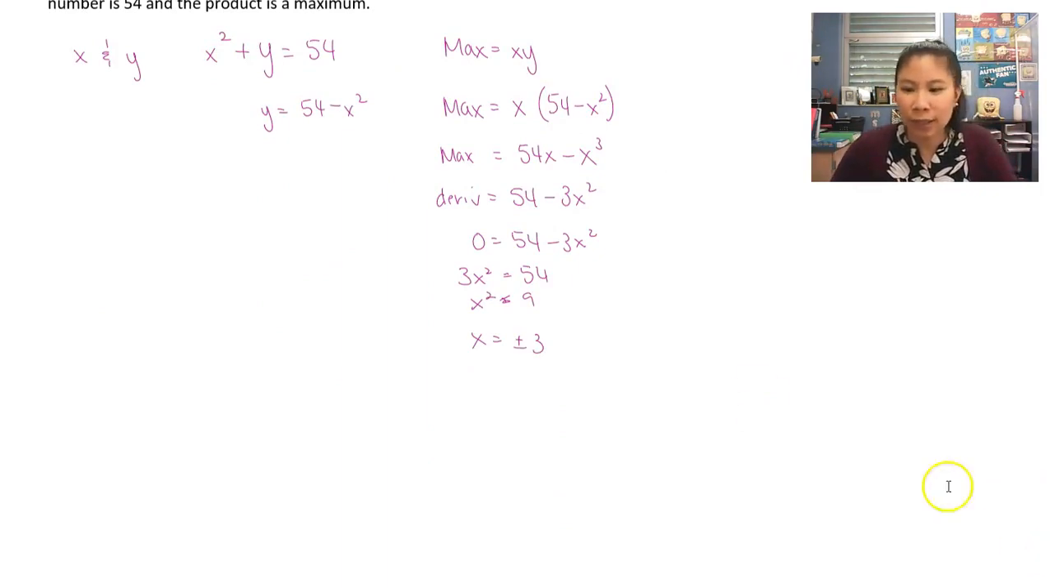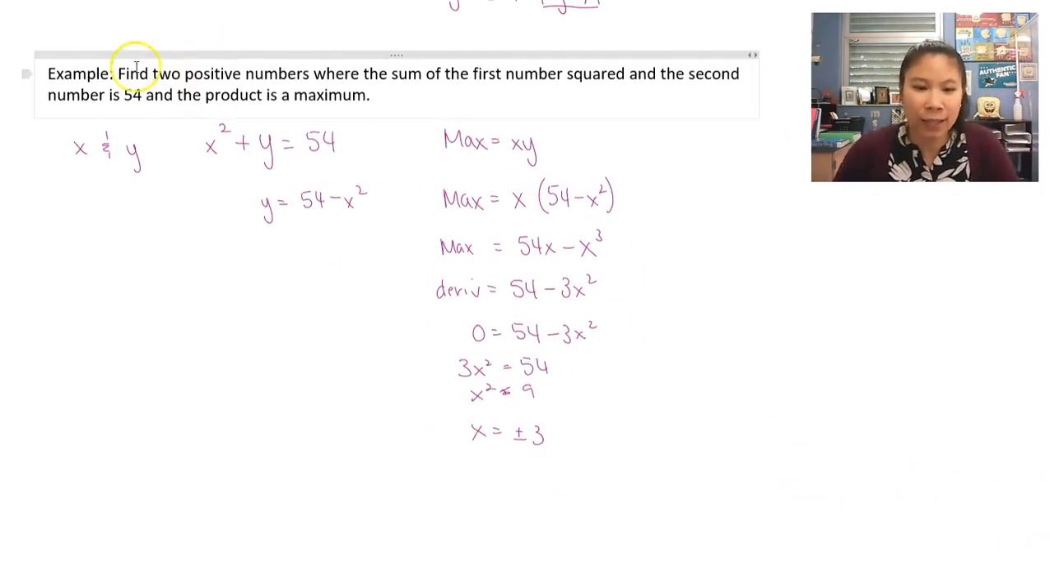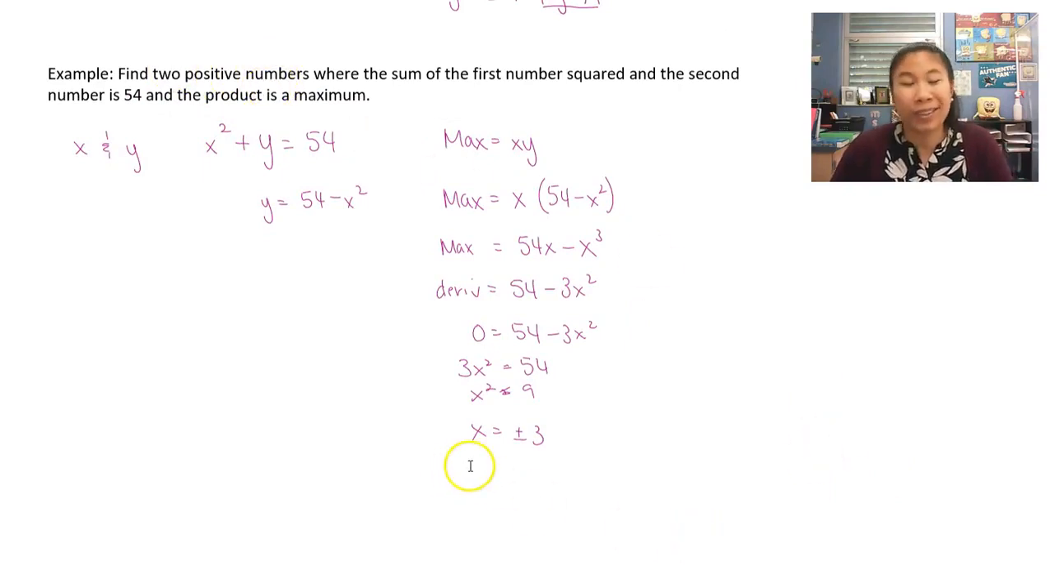And again, like we talked about before, we are told that it has to be two positive numbers, so the negative 3 will probably not work. So now I know my first number is positive 3.